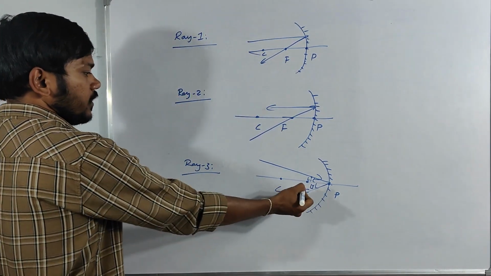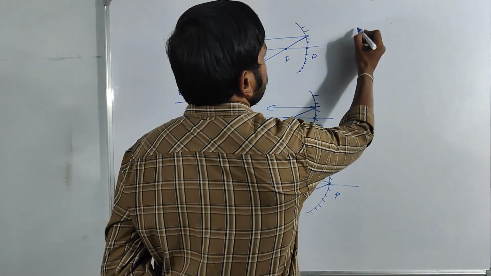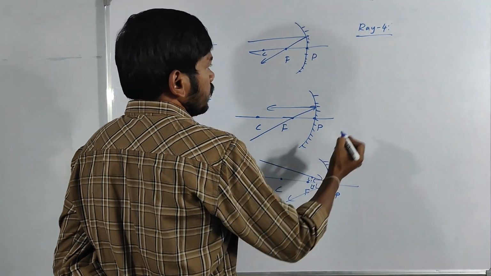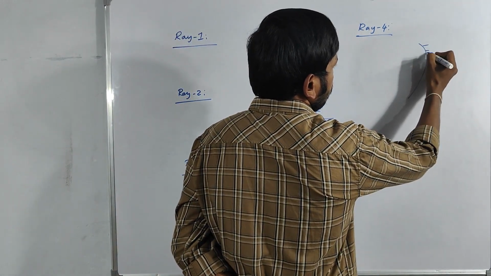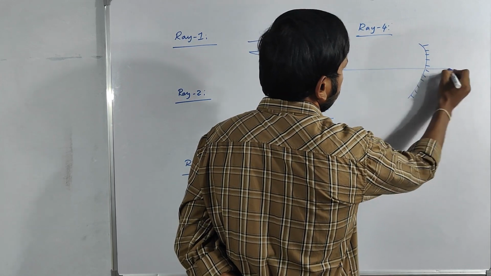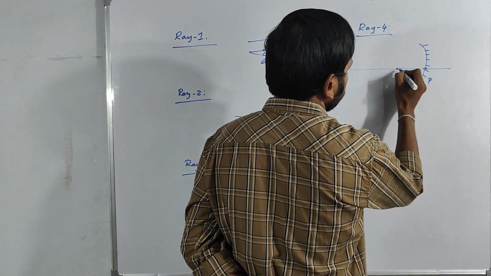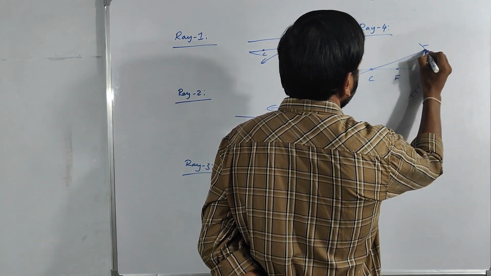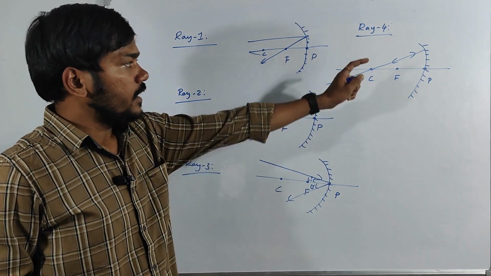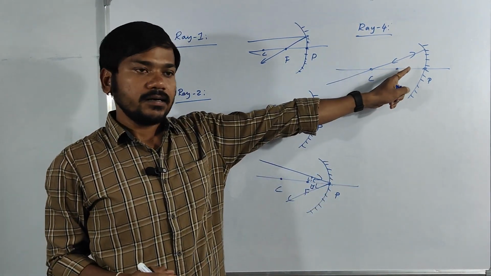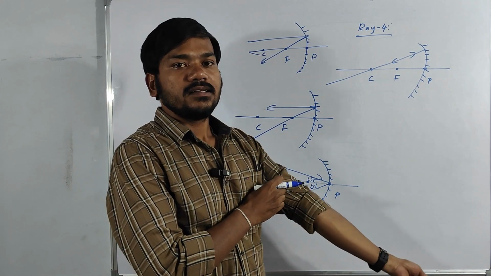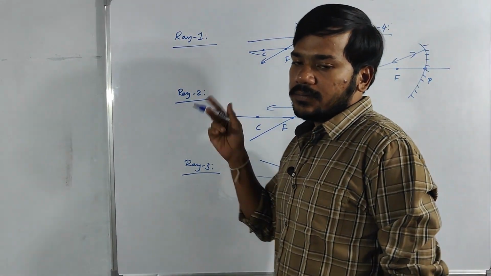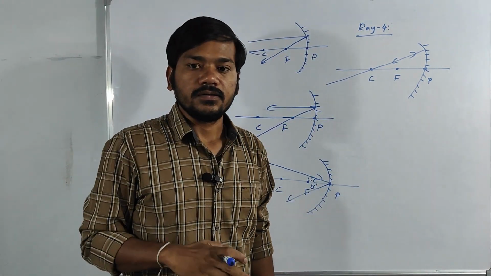In a similar way, the application of the third ray rule can be considered as the fourth ray rule, ray 4, where whenever the light ray is incident through the center of curvature, it retraces its path. Why? Because angle I is equal to angle R must be valid here, and the center of curvature means it is along the radius of the spherical mirror. If you have doubt about what this radius and this normal are, you can check the previous video.